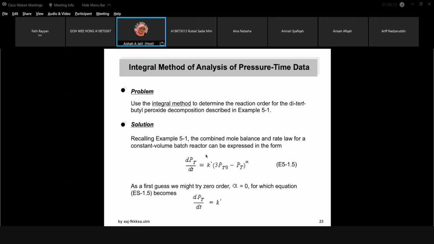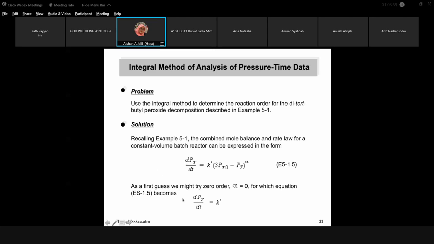This is an example from the old book. They do not use the concentration, but they use the P. You see? Dia suruh guna integral method, dia suruh dapatkan K dan juga alpha pada tetrabutyl peroxide decomposition. Okay? So you can see they do not use the C, but they use the P, because the data is P. P is pressure, so P equals CRT, and you have to remember. Okay, dia nak integral, dia try and error.